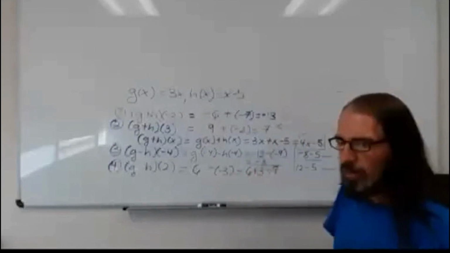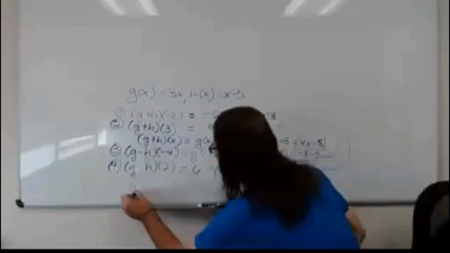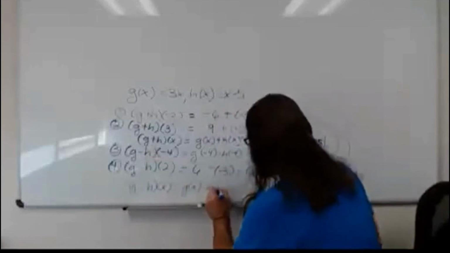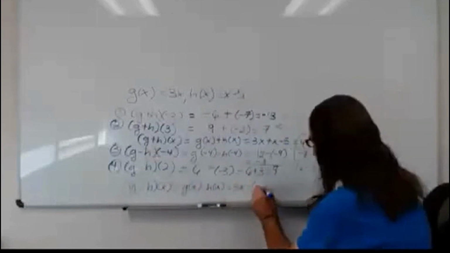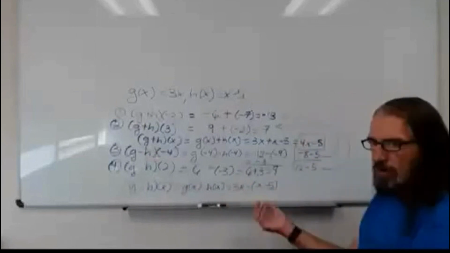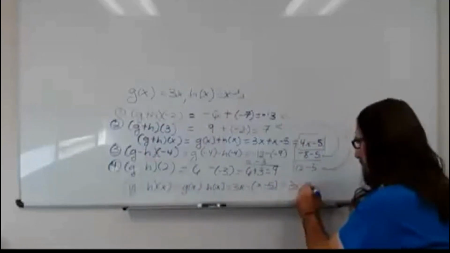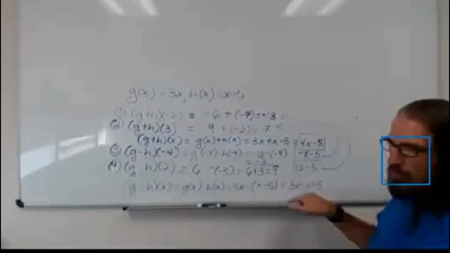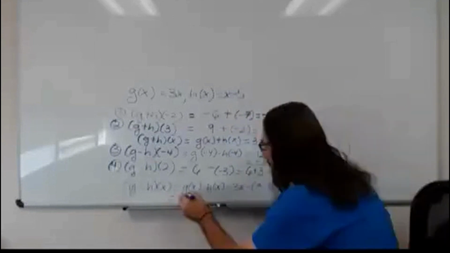Whereas if I compute what the difference function is, (3x minus (x minus 5)). I have to be careful, I'm subtracting this whole thing. That's going to change the sign of both the x and the 5. Combining the like terms, I get that the difference function is 2x plus 5.